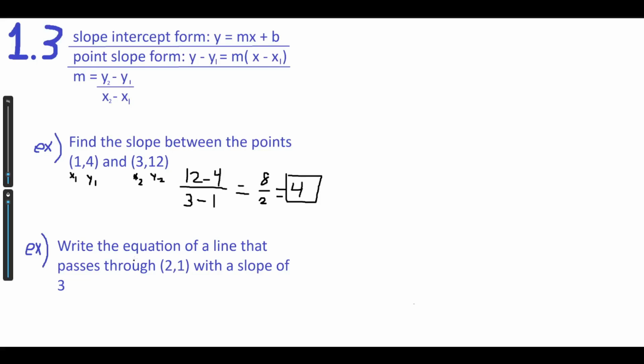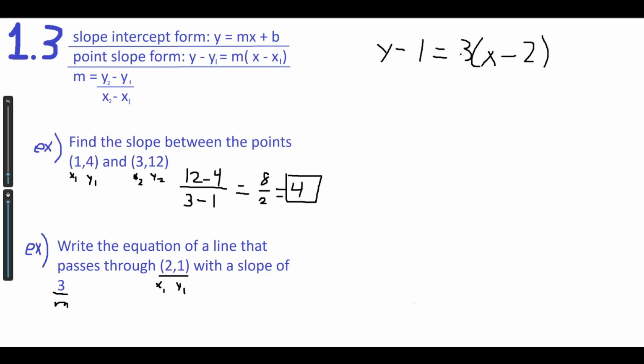All right, next up we have: write the equation of a line that passes through (2, 1) with a slope of 3. So right away I'm thinking point-slope form because we are given a point and the slope. To start off, let's label our x1 and our y1. So 2 would be our x1 and 1 would be our y1. And I'm just going to write up here so we have more space. So plugging this all in, we get y minus our y1, which is 1, equals m, which is 3, times x minus x1, which is 2.